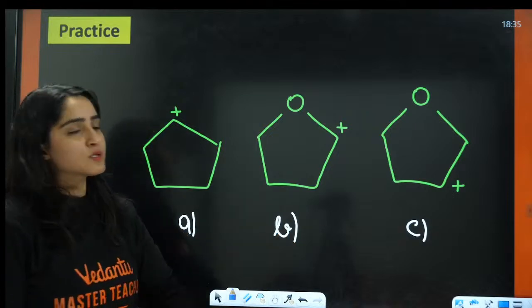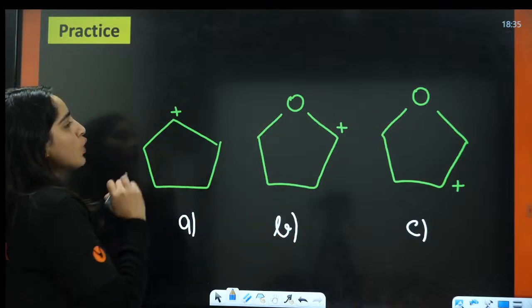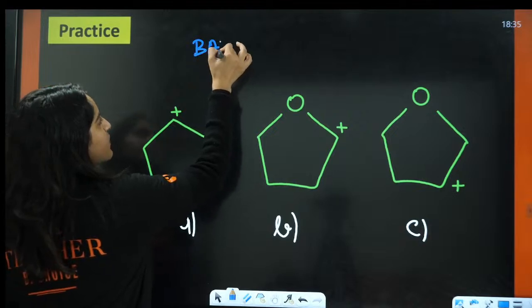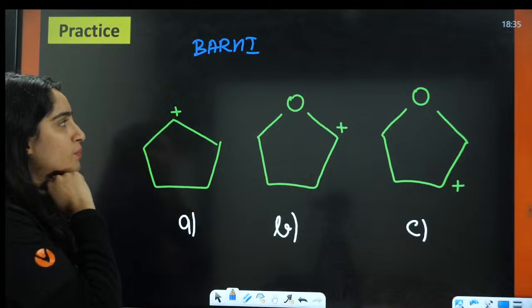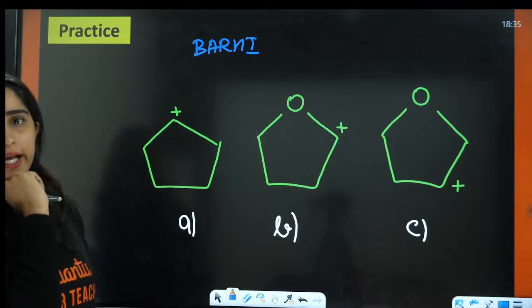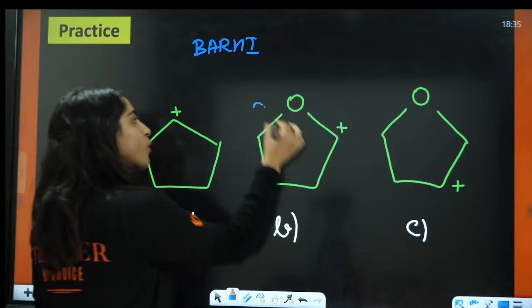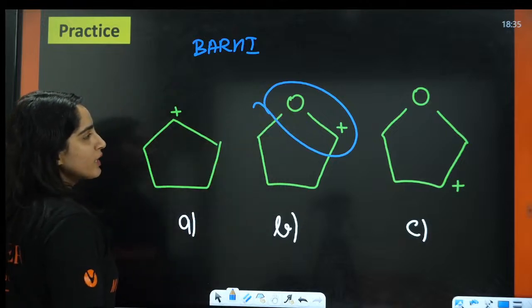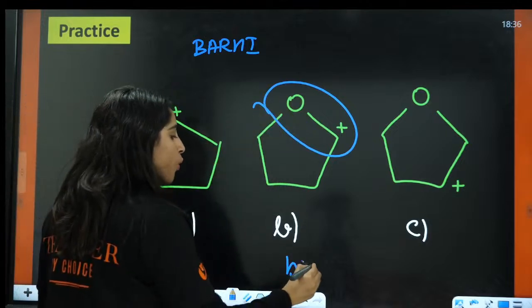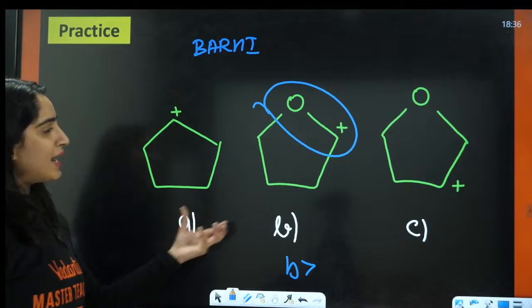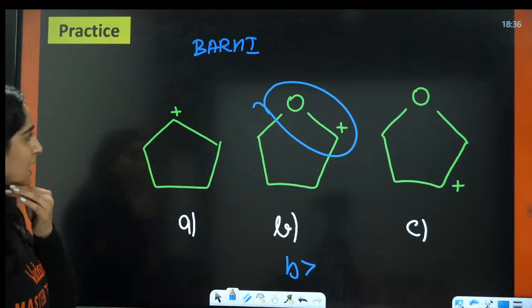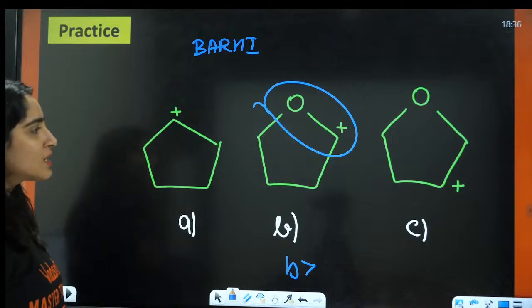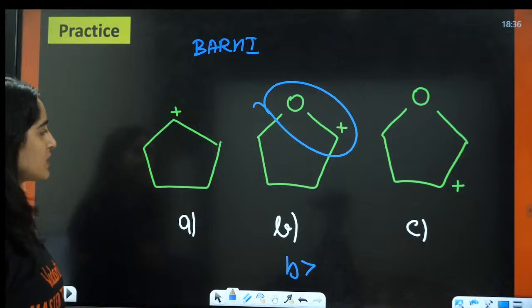Okay, so this is A, this is B, and this is C. If we talk about back bonding, can we see back bonding anywhere? We can see back bonding here. That means B is the most stable. Then if we compare A and C, what will you see?